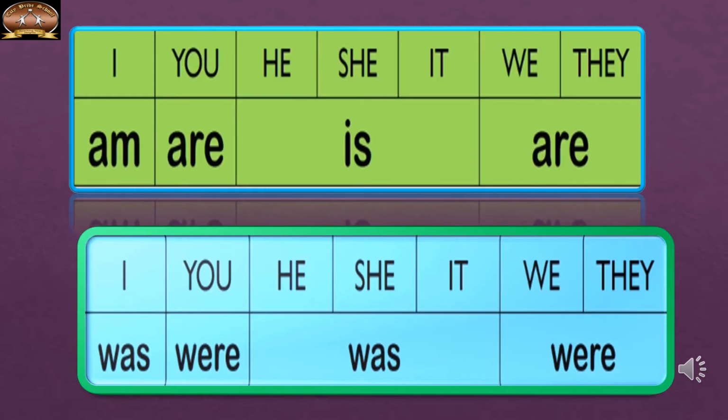Now here you can see, if it is in the present tense, we will be using I am, you are, he, she, it. We will be using is, as it is one person. For we and they, we will be using are. Now depending upon the tense, like the past tense, it will be I was, you were, he, she, it was, we or they were.